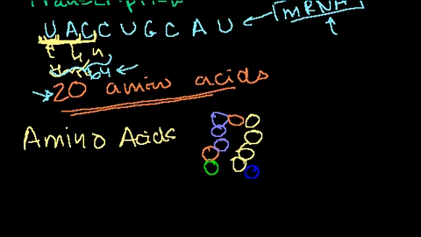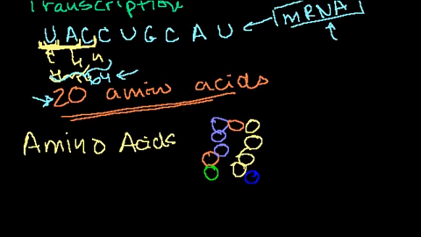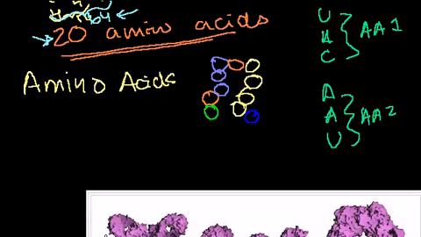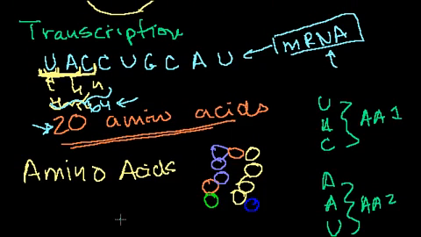For example, we might say that, let's say, and this isn't the actual code, but maybe UAC, and I should look these up, this codes for amino acid number 1. And if it was, let's say, AAU, this codes for amino acid number 2. And if I have GGG, I think you get the idea.